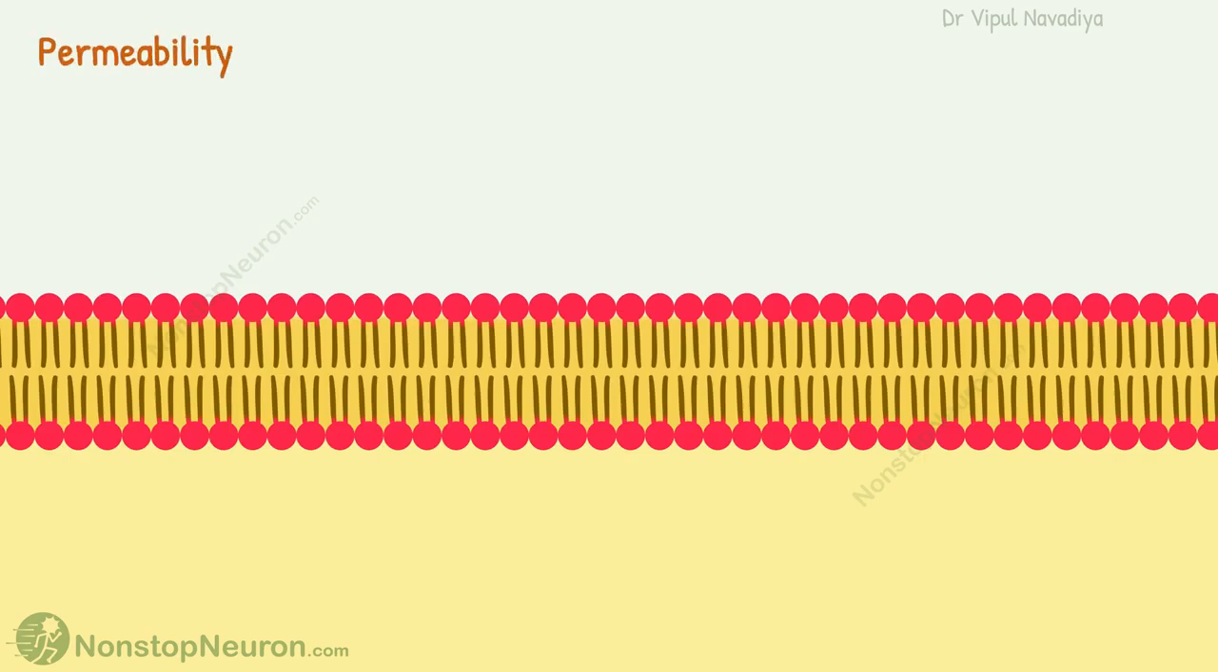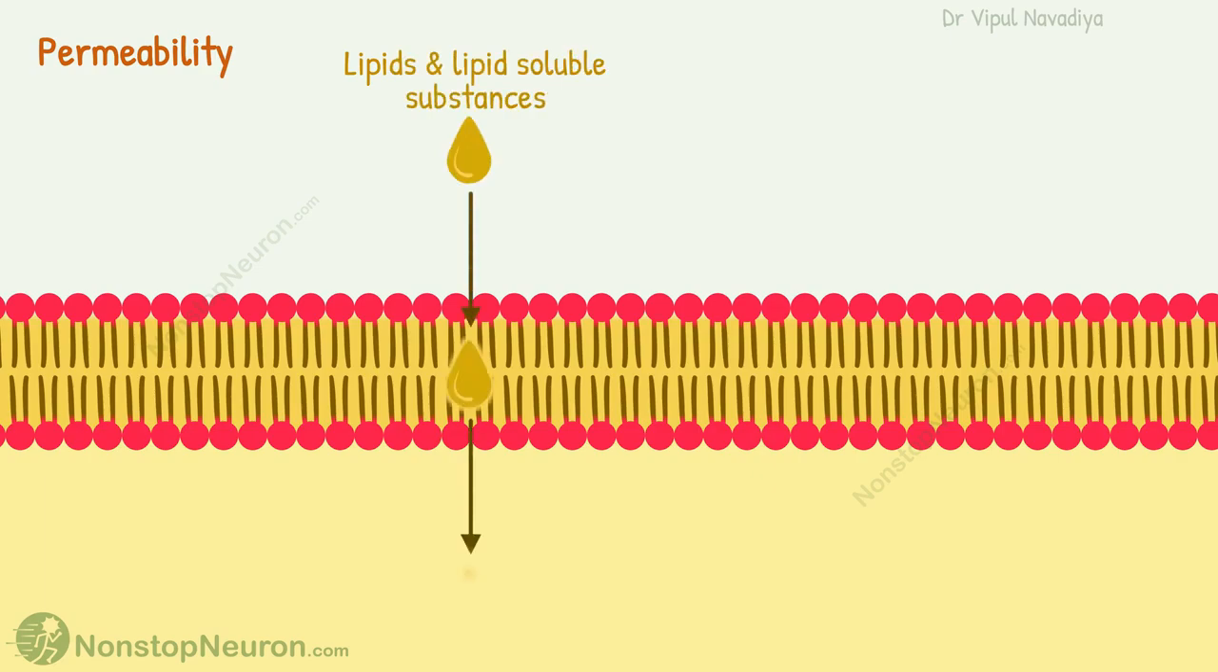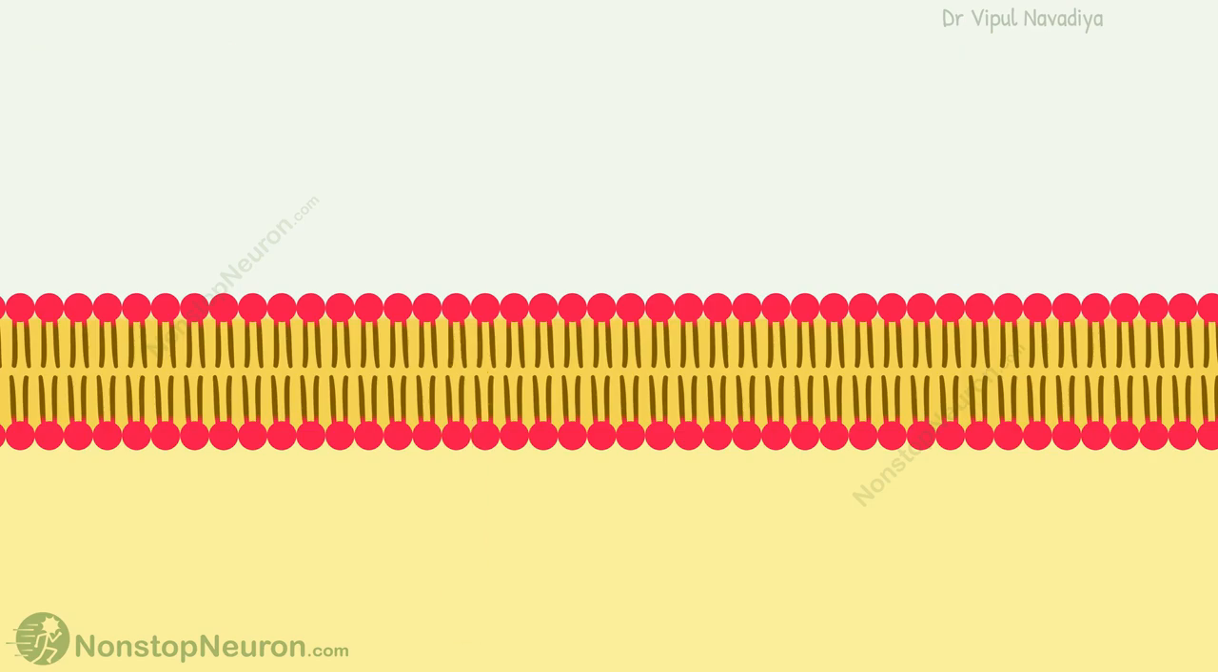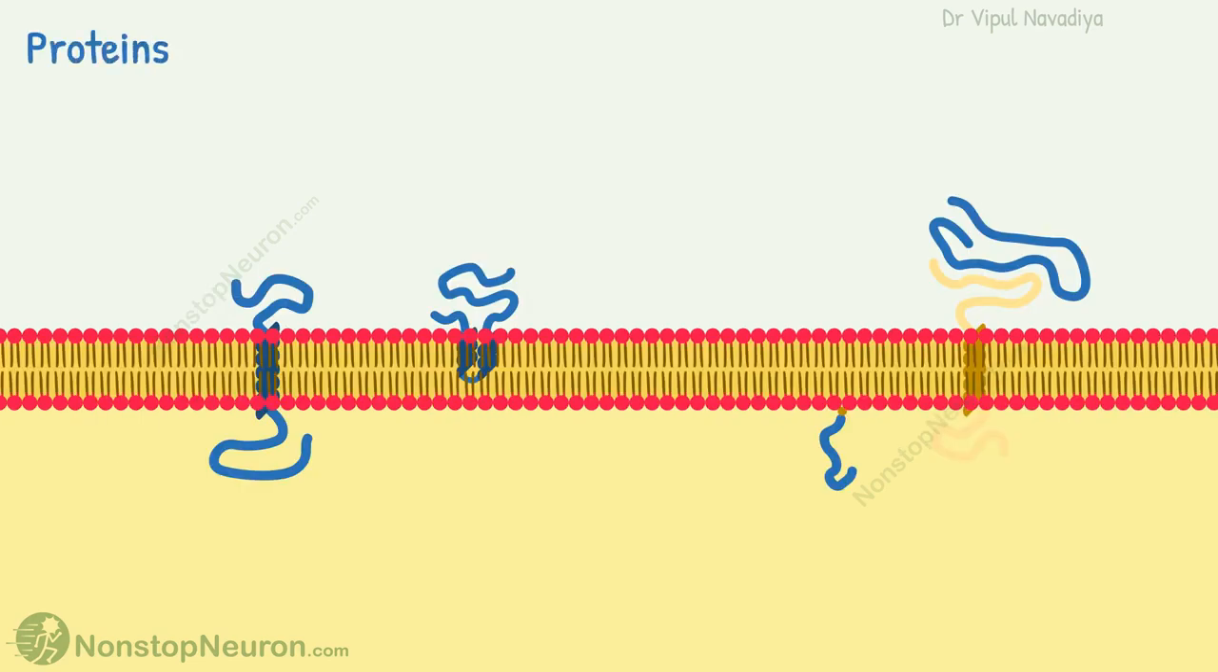Talking about the permeability of the lipid bilayer, it's semi-permeable. As it's made up of lipids, other lipids and lipid-soluble substances can dissolve in it and thus pass through it. Water and water-soluble substances, as well as large molecules, cannot pass through it. The lipid bilayer makes the backbone of the membrane, to which the proteins and carbohydrates are attached. And that brings us to the protein component of the cell membrane.